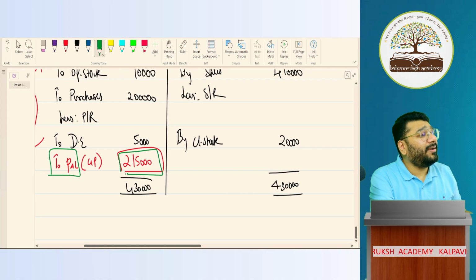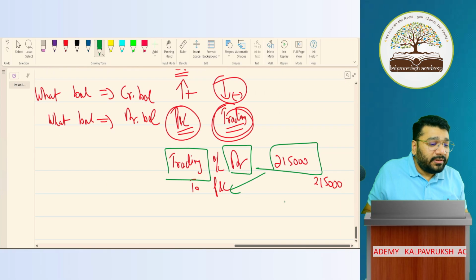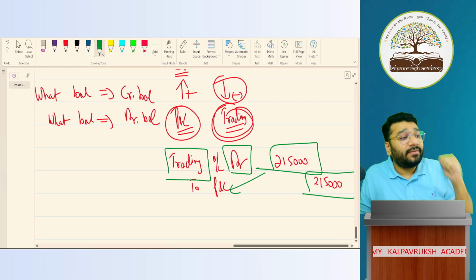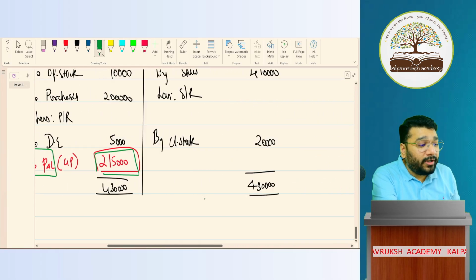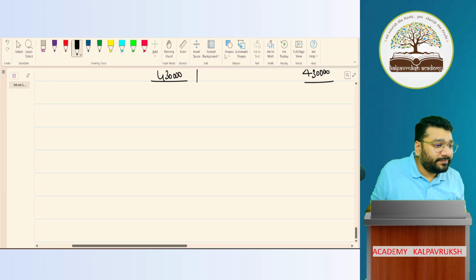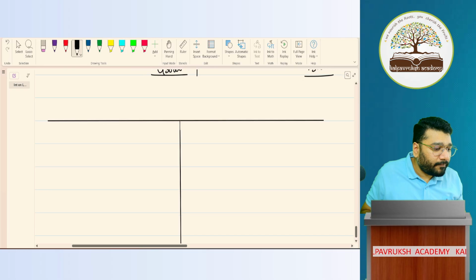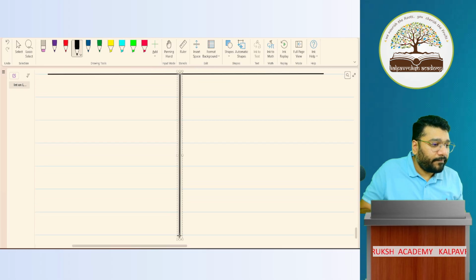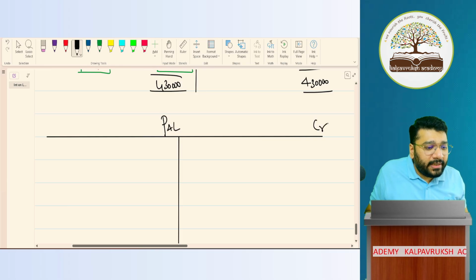Got it, not got it. Now I have to post this 2,15,000 where? In the credit side of the P&L account. So for that, first I should open what? The P&L account. So next, open the P&L account. In the P&L account, on the credit side, record 2,15,000.